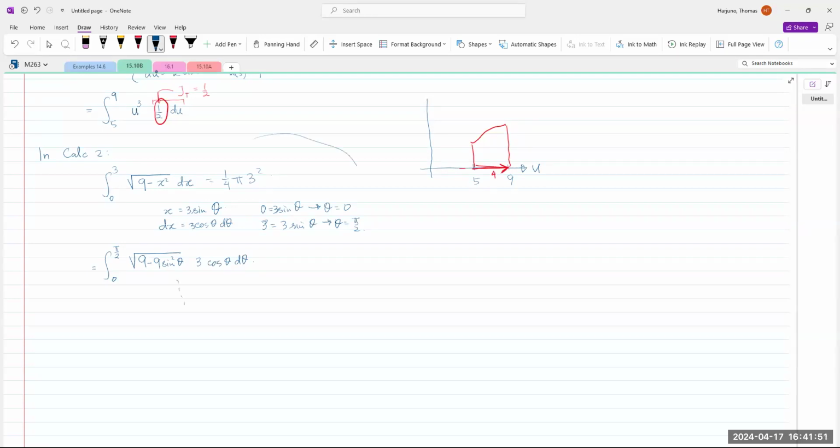Again, the issue is not about the computation. I do expect you in Calc 3 to be able to do these simple questions. What I want to explain is the domain of integration. Give me a second.